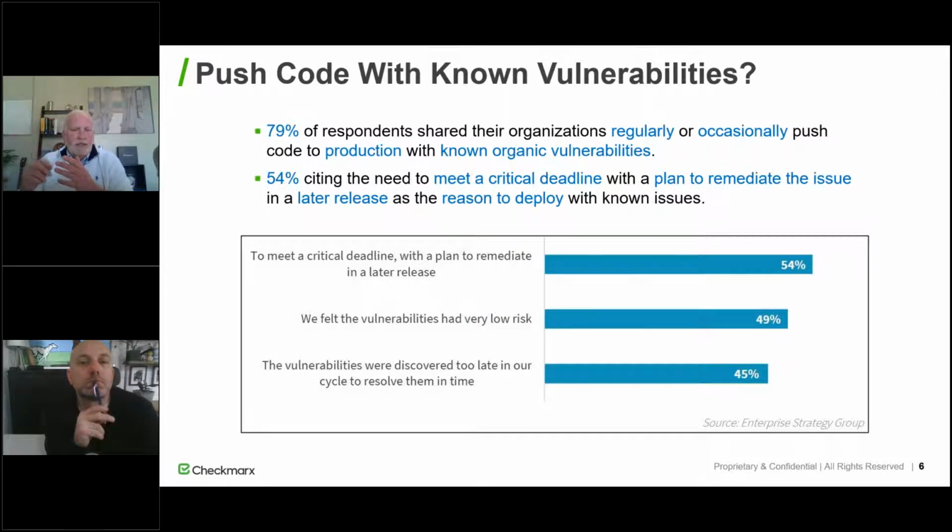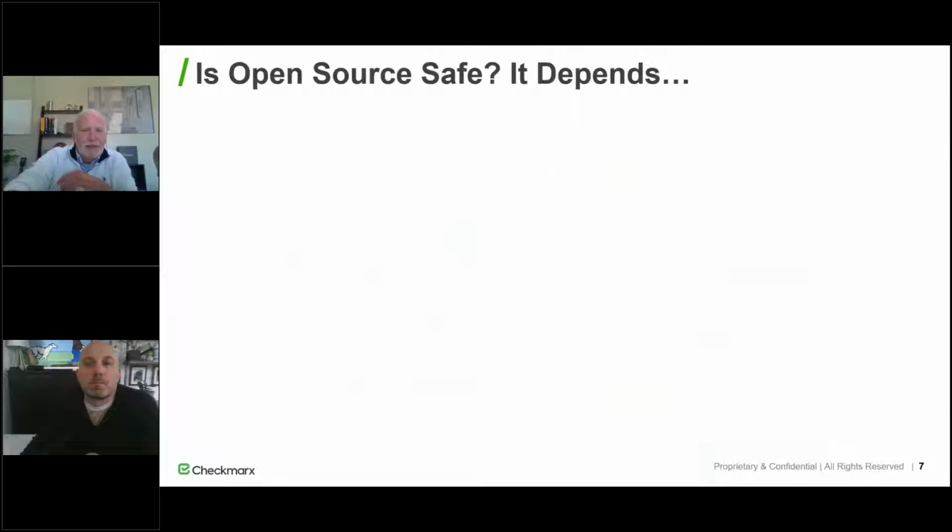The second interesting statistic is that they felt the vulnerabilities had very low risk, meaning 49% of the people said, hey, we know it's vulnerable, we think the vulnerability is pretty low, let's go ahead and move to production. And then thirdly, the vulnerabilities were discovered too late in the cycle to resolve them in time, meaning there's a balance. There's a balance that we're seeing out there today with time to market versus security. And I'm sure there's lots of contention out there in organizations today that are being pushed internally to push code externally.